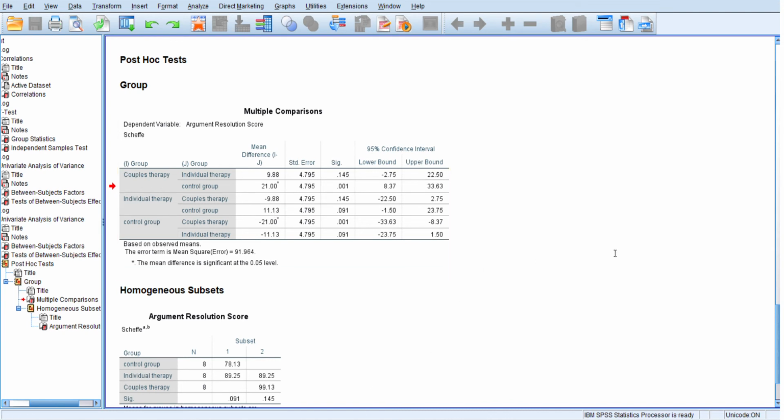So I'm going to pull this back up. So here we are. We've written our first two sentences. Now we need to write follow-up Scheffé post hoc tests indicate that, and what did we find? The couples therapy group, the average argument resolution score for the couples therapy group was higher than the control group.